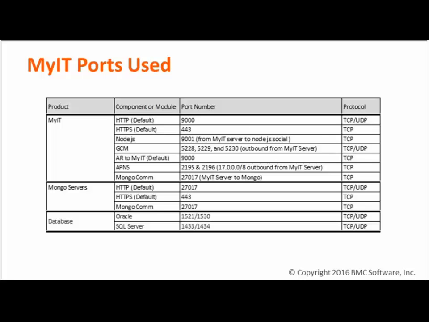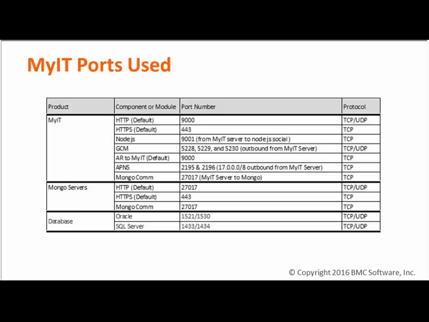And then the ports that we use. If you have a controlled environment where every port is blocked or restricted, and if you want to open certain ports for the internal and external communication, these are some of the ports that you need to be aware of. For the MyIT server, the default port that we use is 9000. You can change it; it is configurable. But from the installer perspective, when you use the bundled Tomcat, this is the default port.